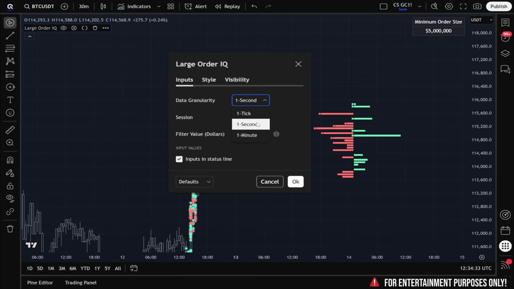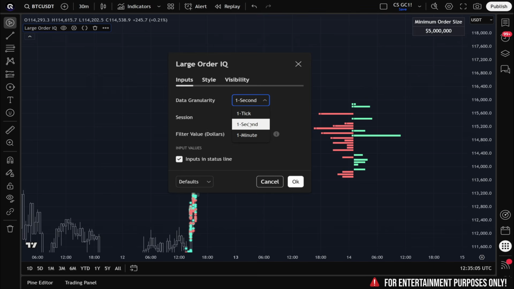Currently, I'm using 1 second, but if you want the highest level possible of granularity, where 1 tick equals 1 order, then you need to use the 1 tick data granularity type, because using this option allows the indicator to track each and every tick that comes through and calculate the individual order size. Now, the next option you can get away with is 1 second.